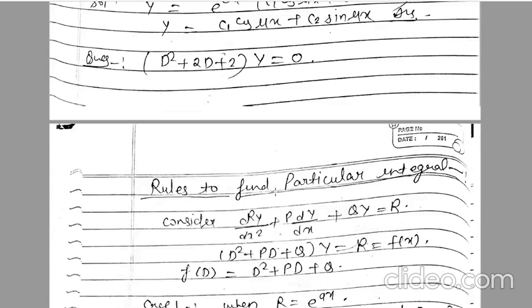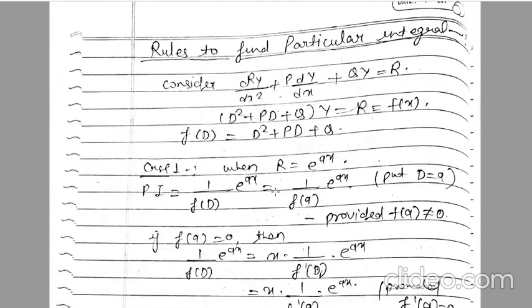Now second part is particular integral. So we will calculate our particular integral, and for the particular integral our right hand side does not equal 0. That means R can never be 0, right? So rules to find particular integral. So this is our linear differential equation with variable coefficient. So R is equal to f(x) does not equal 0.